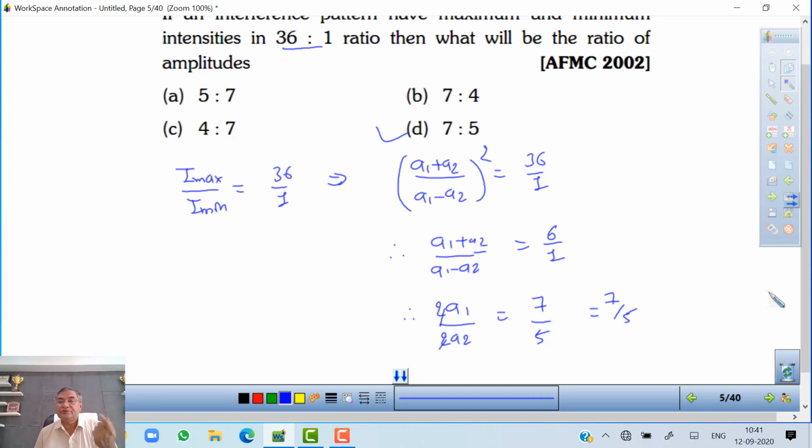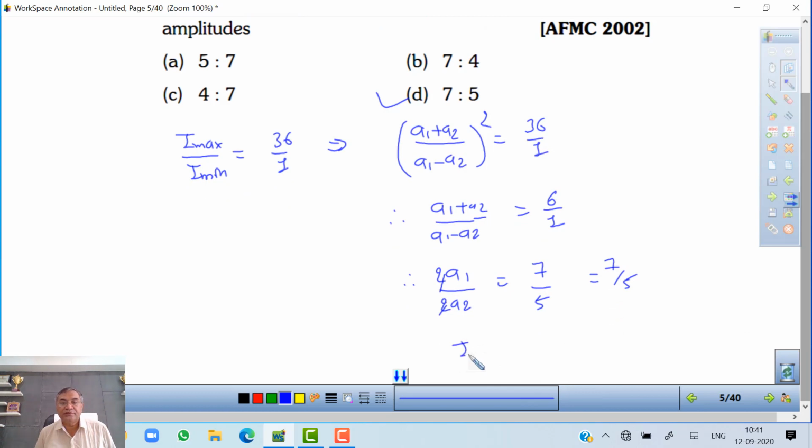But again, for intensity we have to square it. So this is 7 squared is 49, 5 squared is 25. So in this way, whether it is one from the other or the other from the first, reverse order, whatever it may be.